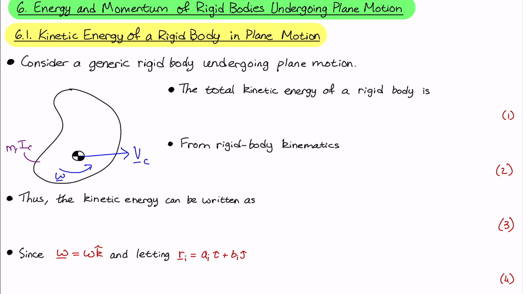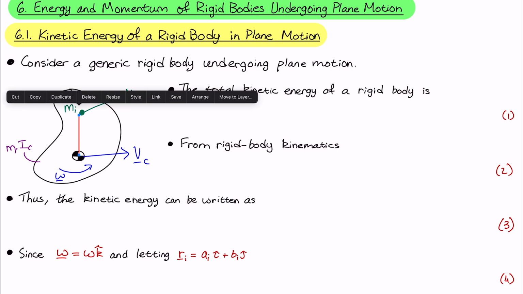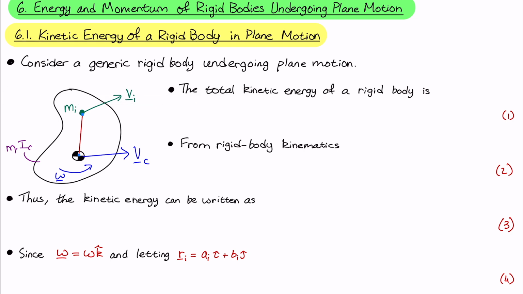We're going to consider then an infinitesimal point of mass. We'll say this is m sub i, where i is an index here. And that little infinitesimal particle is going to have a velocity vi. And it will have a position measured from the center of mass, or a relative position, relative to the center of mass, of ri.